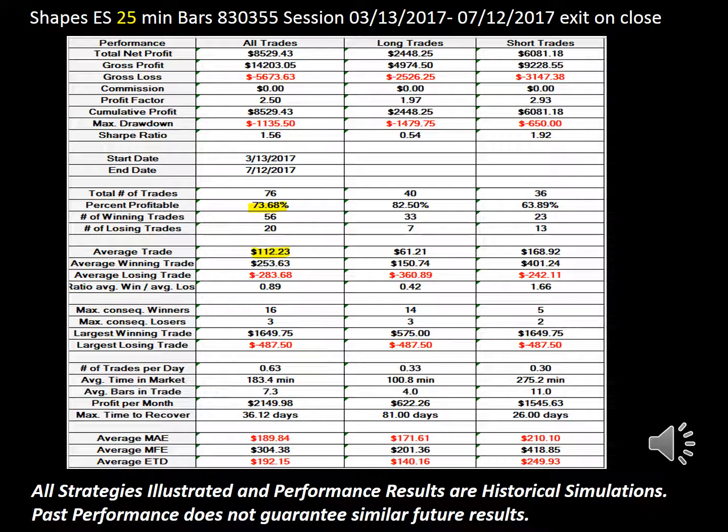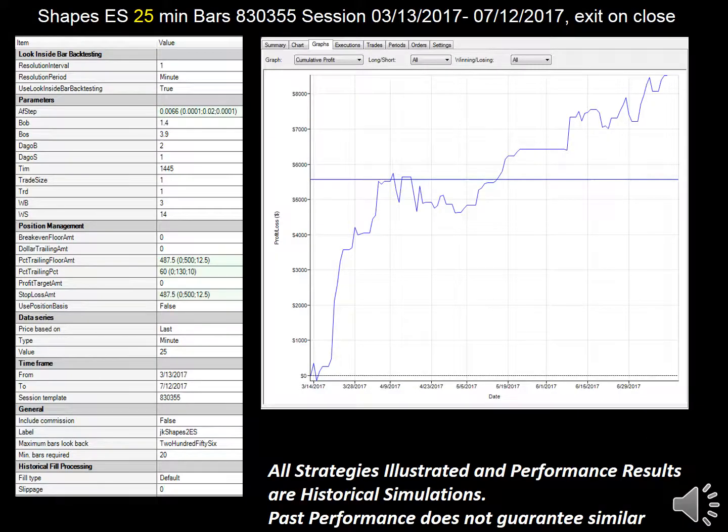The E-mini S&P uses a 25-minute bar. This is the test for the same period of time, making $8,500, 73% right, average trades 112. Now the only way to get the Ninja settings is to basically get them off this table. So all you need to do is set up an E-mini S&P 25-minute bar chart. Use 8:30 to 3:55 as your session. Set your date from March 13th to July 12th, and then input the JKE Shapes 2 system and put the inputs in just as I have them here. You should be able to tie out, get the same record, and carry on camping.